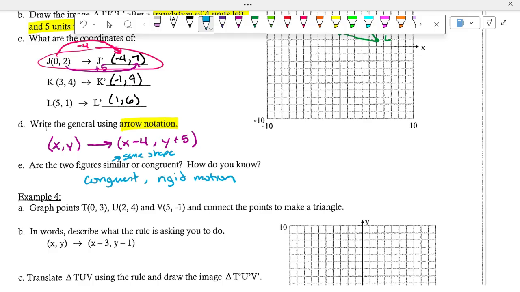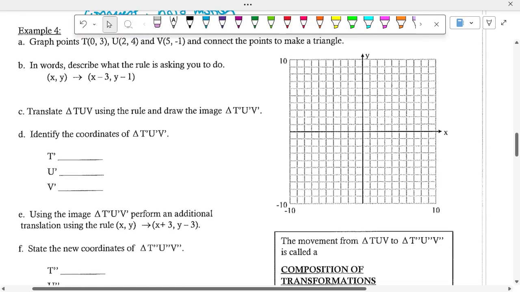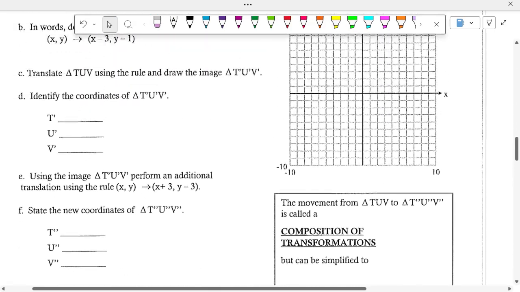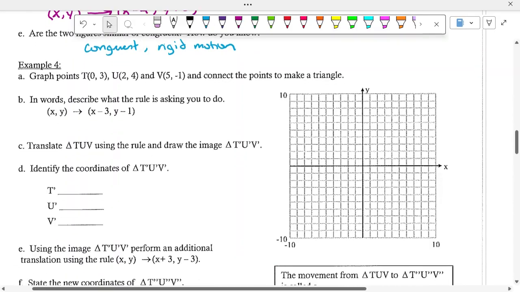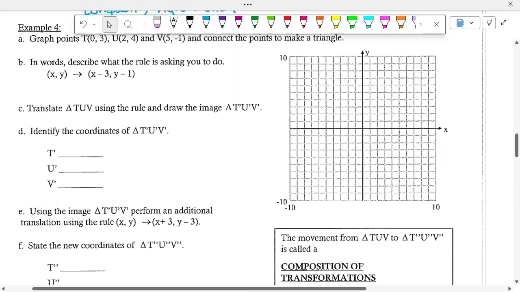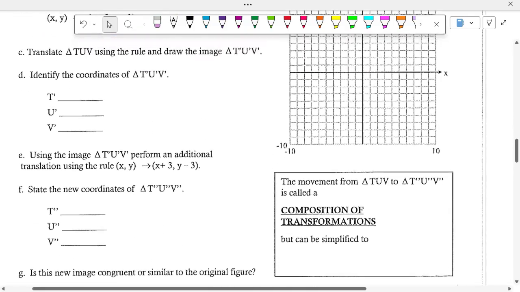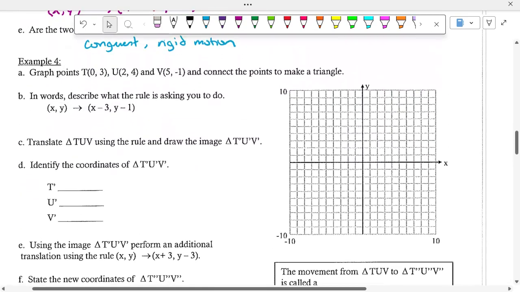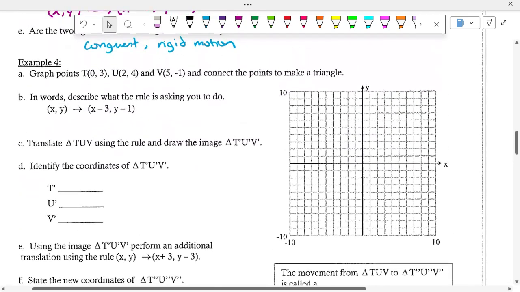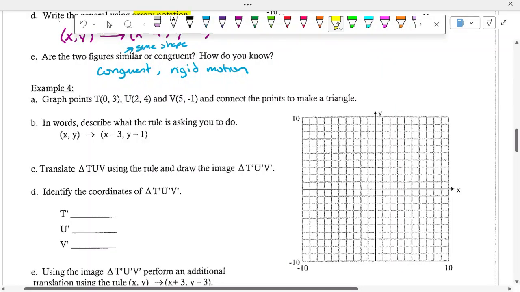All right, how are you guys feeling on translations? Pretty easy, right? Not too bad? All right, last thing I want to do is with example 4. The difference with example 4 is we're actually doing 2 translations. So first off, let's go ahead and graph these points.